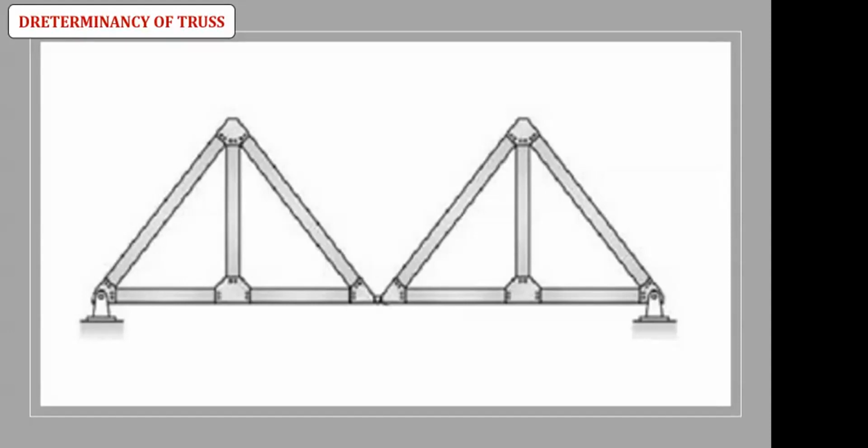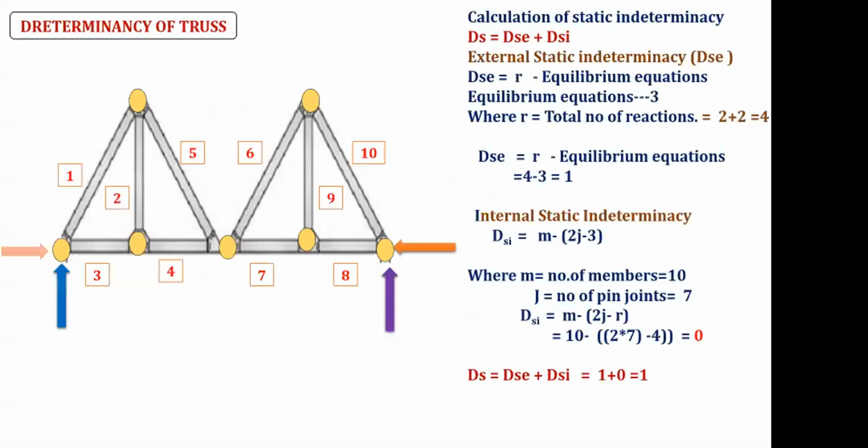So this is the given: two triangles connected at a point. Can anyone say what is its internal indeterminacy? You can blindly count the number of members, number of joints, reaction components. Always remember, small r equals the reaction components. Right? As one of your friends said, the degree of external indeterminacy equals 1.